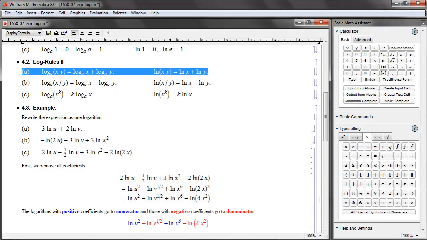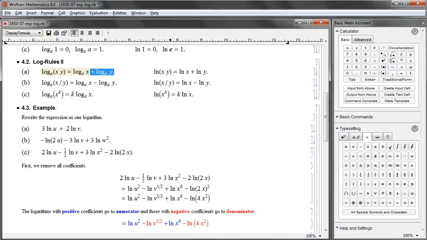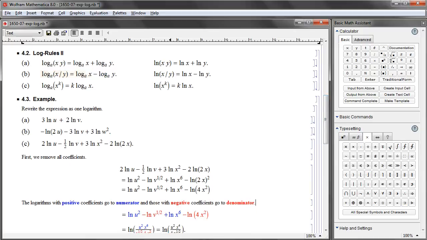Sum of logarithm becomes product, subtraction becomes quotient, which means if you have any kind of addition, that's multiplication, so that goes to numerator. If you have any subtraction, that's division, that goes to denominator. So all plus goes to numerator, all minus goes to denominator. And I did some color coding to help myself out here. The same thing with some color coding.